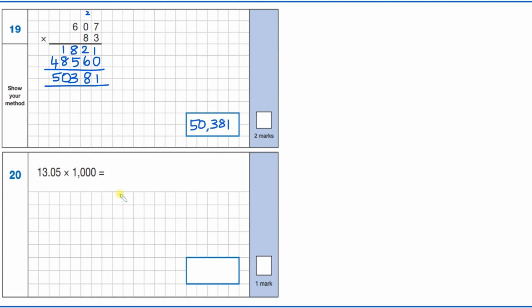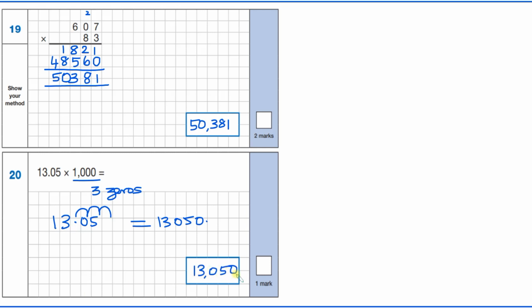50,381. And now you are going to multiply by 1,000. 1,000 has 3 zeros. So what does that mean? The decimal point in 13.05 will jump 3 jumps to the right hand side. 1, 2, 1 more jump, that becomes the 0. So 13.05 and you need to put one more 0, and the decimal point will come after the last number. You don't need to indicate the decimal point.